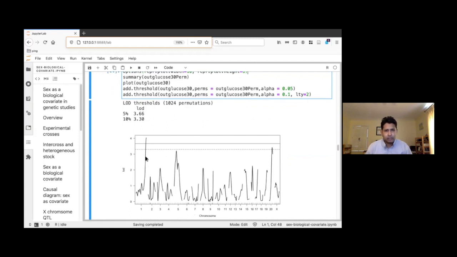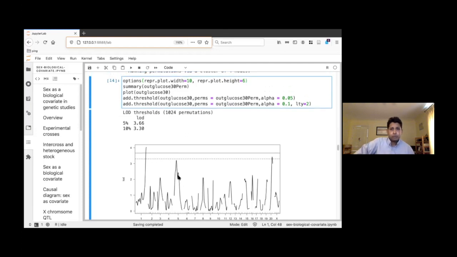So you can see it peaking on chromosome 1, maybe a little bit on 20 and 5. And then I run permutations. In about 1,000 permutations, the 5% threshold is about 3.6, 3.7, and the 10% threshold is about 3.3. So these are the two thresholds which you can see. So basically, maybe there is between 1 to 3 Qtl here.